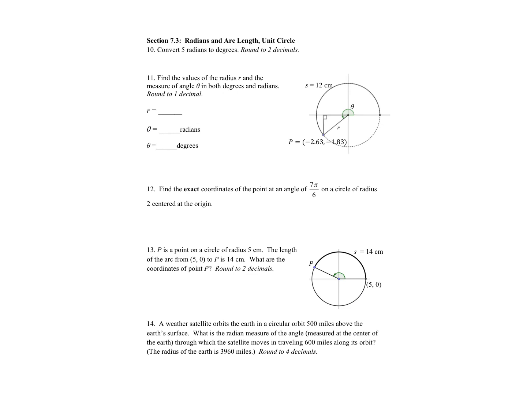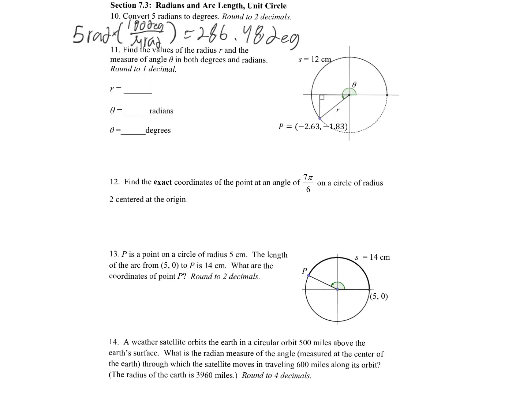So problem 10, we need to convert 5 radians to degrees. To convert radians to degrees, we take our radians that were given and multiply it by 180 degrees over pi radians. All right, so if we type that into our calculator, that gives us 286.48 degrees.